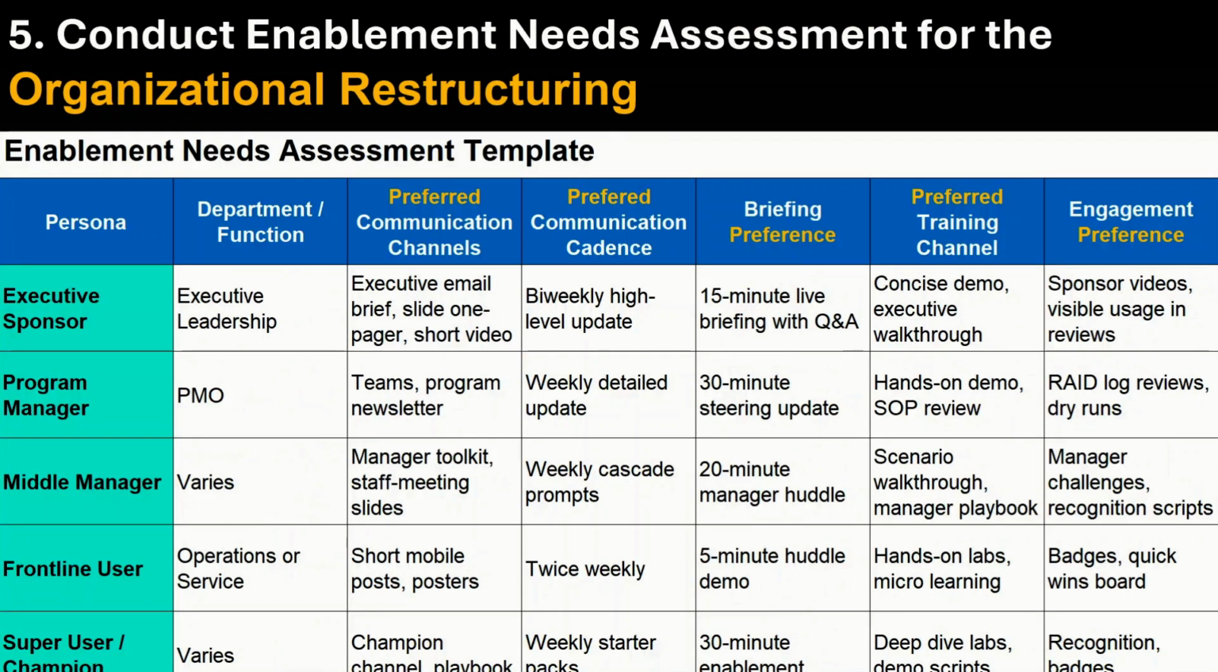Five, you want to conduct enablement needs assessment. What exactly is this? Well, different departments and groups often have different preferences for how they would like to receive communications, how they would like to receive training or knowledge, and how they like to be engaged. And so, identify a few individuals within each of the impacted groups and interview them to gather their preferences. This is absolutely important for you to keep in mind so that you don't run into resistance.